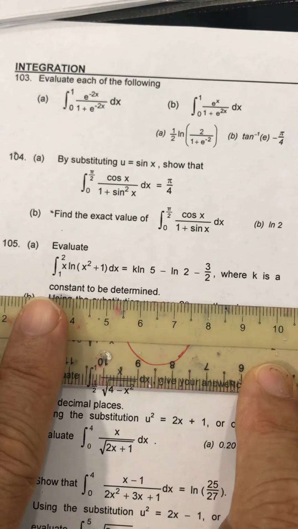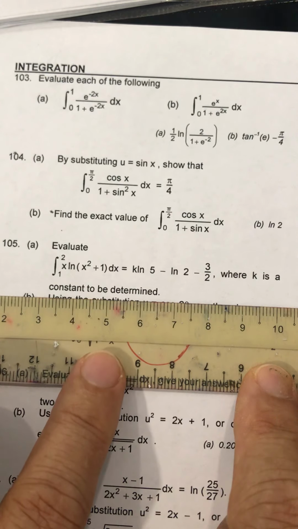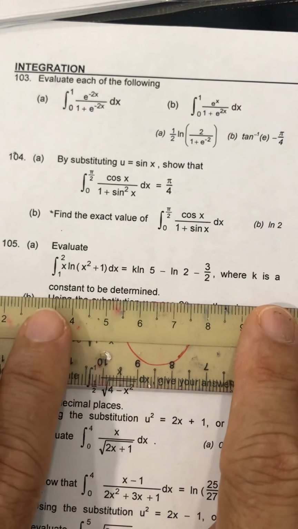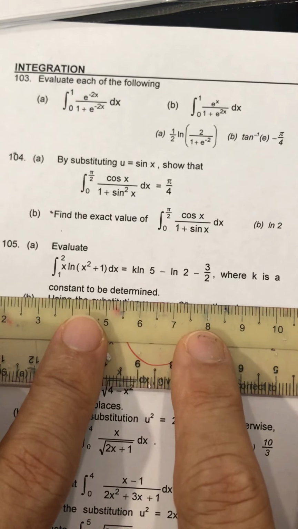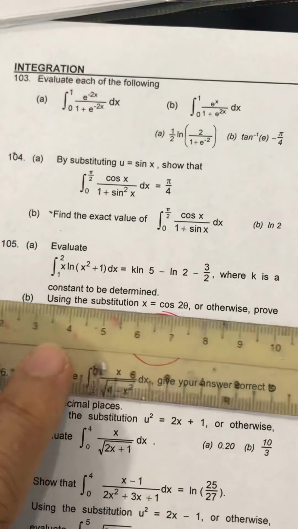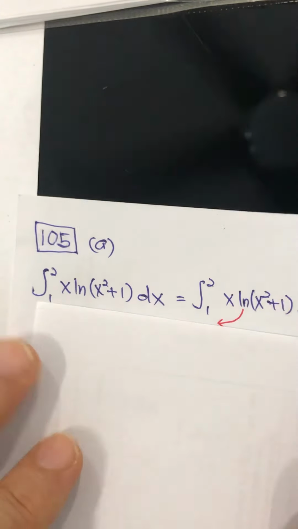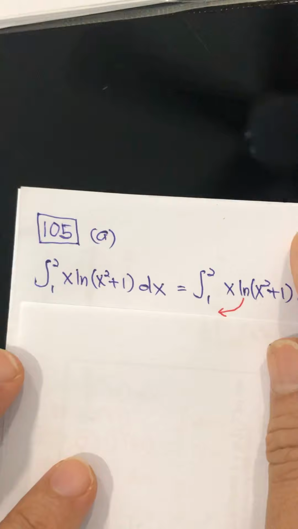Evaluate this one. Okay, equal to k ln 5 minus ln 2 minus 3 over 2, where k is a constant to be determined. That means you want to find what is the k. Okay, so we are asked to integrate. So how are you going to do this? So you look at this. Okay, so we are going to integrate this.